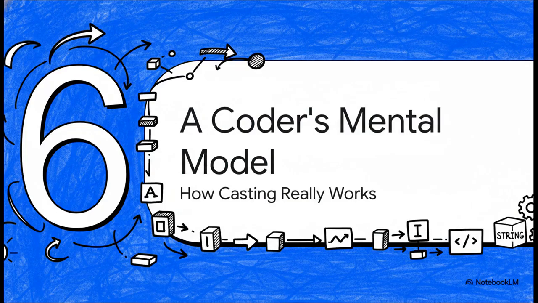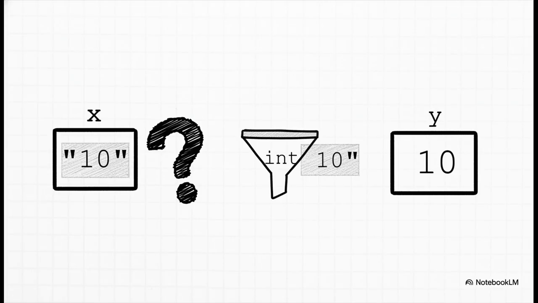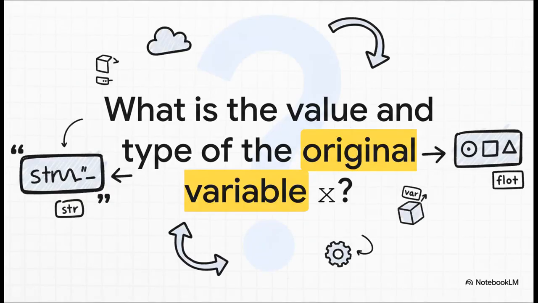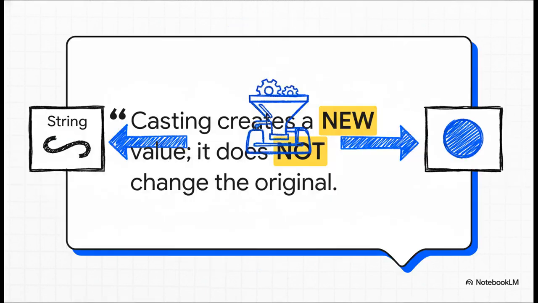Okay, last but definitely not least, let's build a really solid mental model for how all this stuff actually works under the hood. Getting this one concept right will save you so many headaches later on. So look at this really simple piece of code. First, we create a variable x, and we assign it the string "10". Then, we create a new variable, y, by casting x to an integer. Now, here's the big question. After that second line of code runs, what is the original variable x? Is it still a string, or did that int function change it into a number? And the answer is, x is still the string "10".